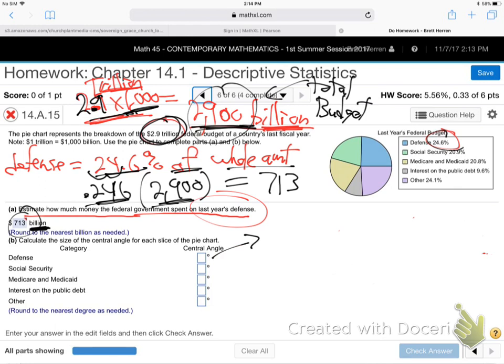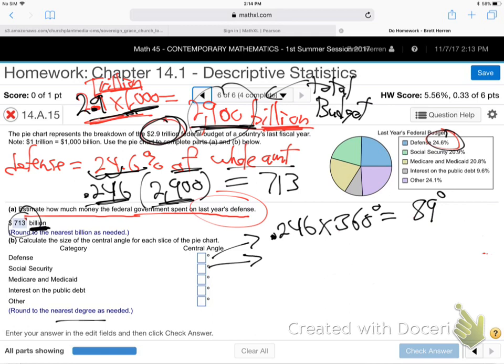You just take, okay, defense, for example, is 24.6. Move the decimal back, times 360. Yeah, it's just all these times 360. So whatever that is, times 360. I'm getting 88.56. How far do they want me to round? Round to the nearest degree. So 88.56, so round to 89 degrees.